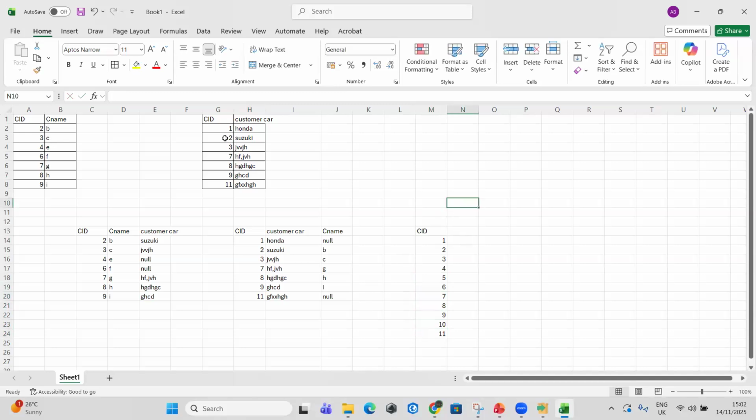So since it is still 11, then we will look for customer name, email. Then for 2 we have B. Then for 3 we have C. For 4 we have E. For 6 I have F. 7 I have G. 8 I have H. 9 I have I. And the rest will go to null.